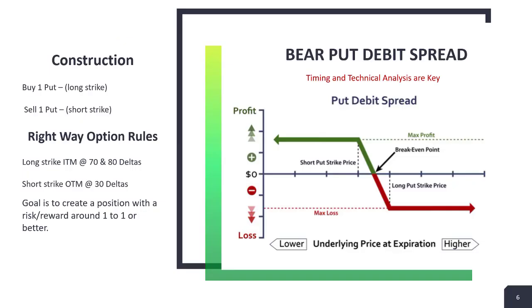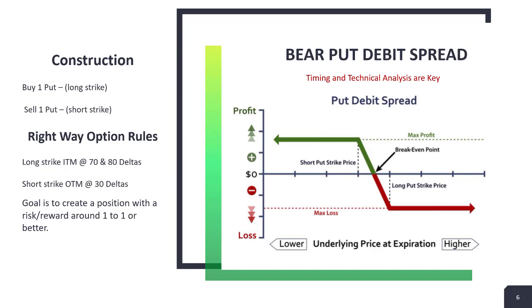So in this position, we buy one long put, we sell one out of the money put. And here's my rules again. I'm doing an in the money 70 to 80 deltas, and that, of course, on a put is going to be a negative delta, and a short out of the money 30 delta. And again, I'm trying to reach that 1-to-1 or better in the trade to try and establish that good setup position. And the idea of this is the stock moves lower.